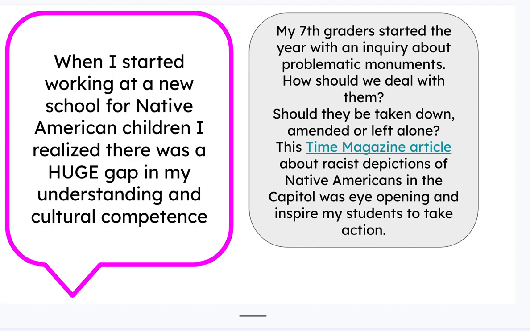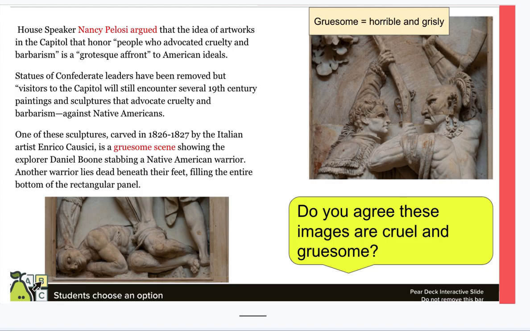And so we started the year in 7th grade trying to understand, what should we actually do about monuments that are problematic? And I had to do a lot of research on my own to understand the issues with Native American depictions in monuments. And one article in particular, which is linked here, was a Time magazine article and really broke down some of the gruesome, we used words like that in the Pear Deck, which I will link as well, to understand the way Native Americans are depicted in the Capitol.